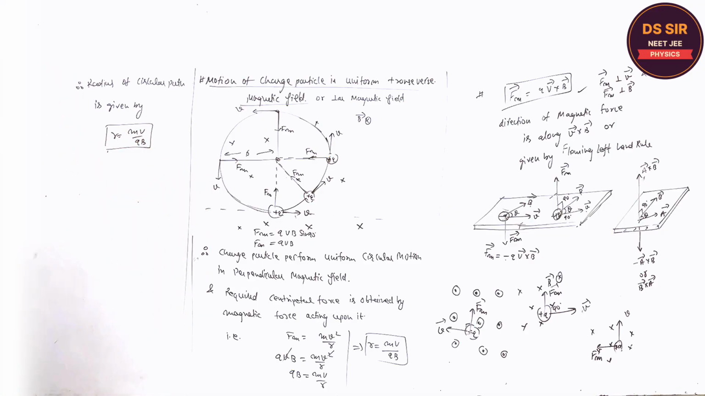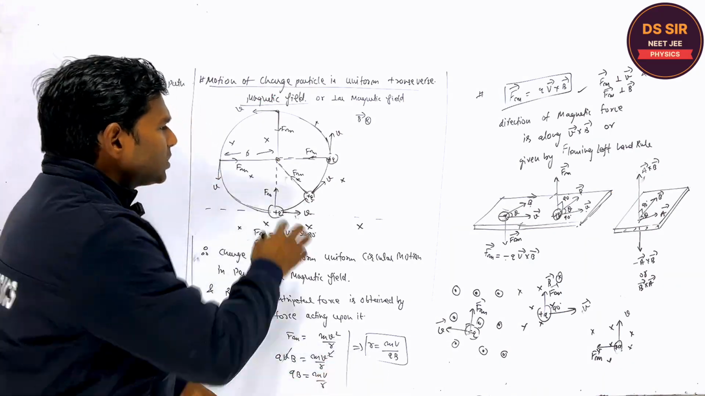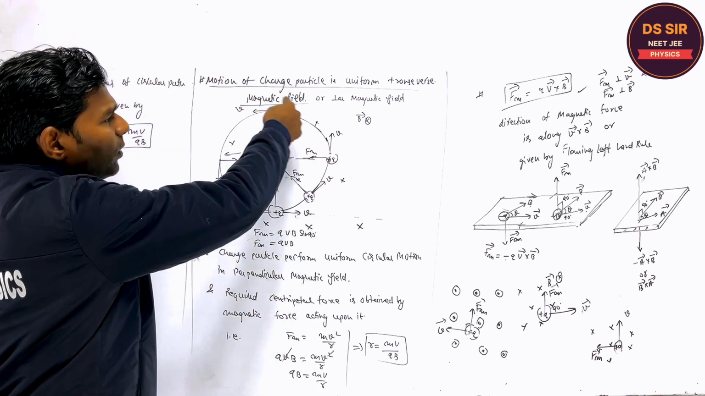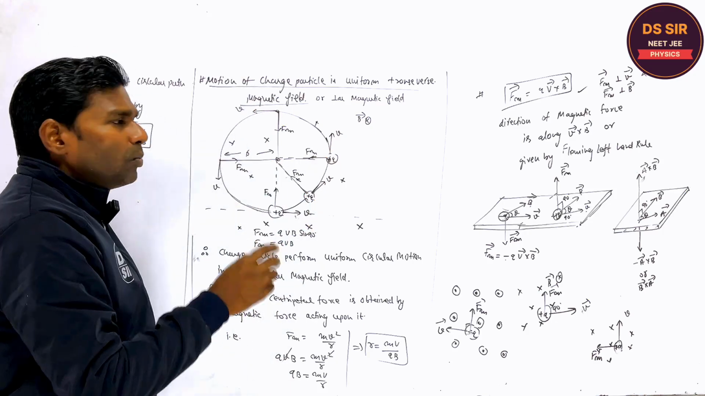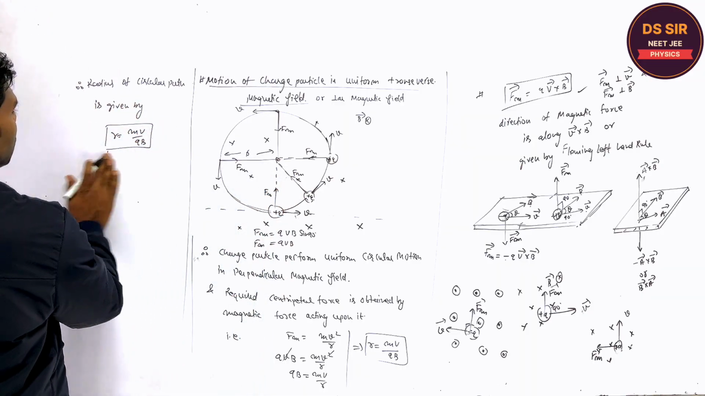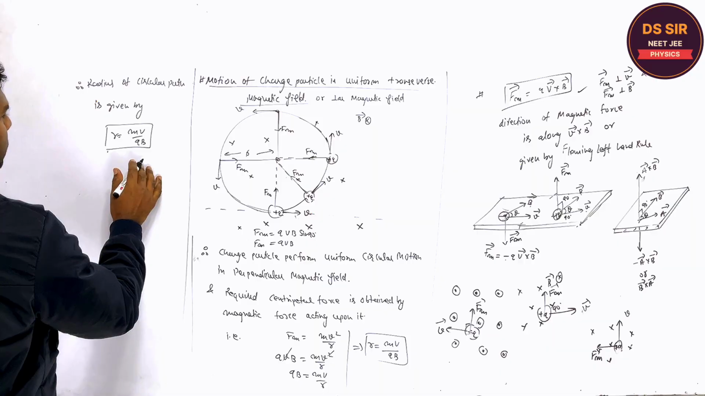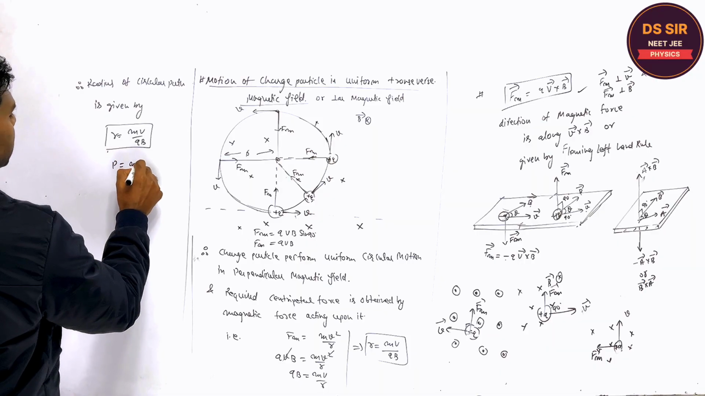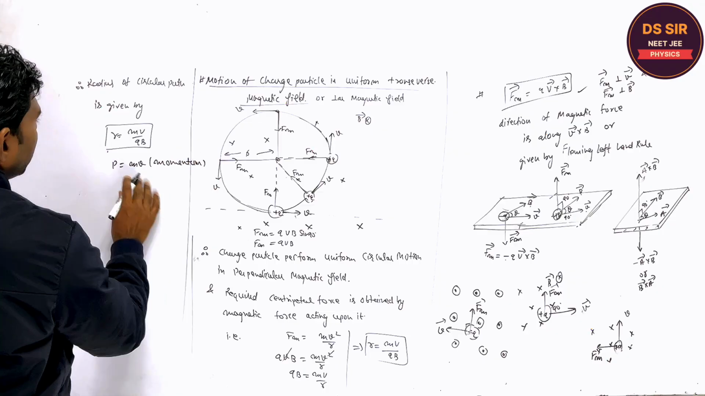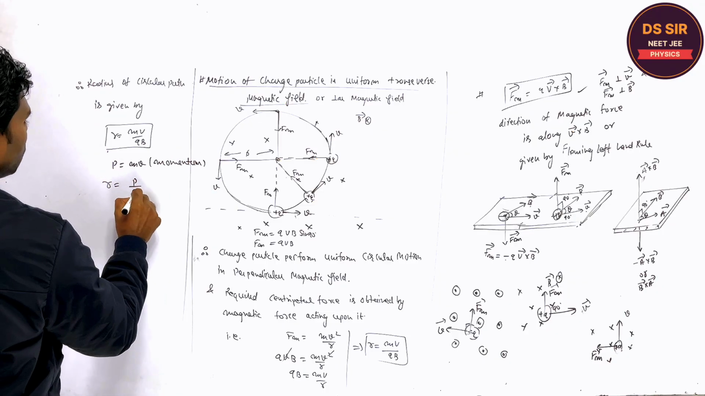Copy this. So the radius of the uniform circular path of a charged particle moving in a transverse magnetic field is given by mv upon qB. So mv is what? Say momentum, right? p is what? Say mv, it is called the momentum, right? So r may be written as p upon qB.